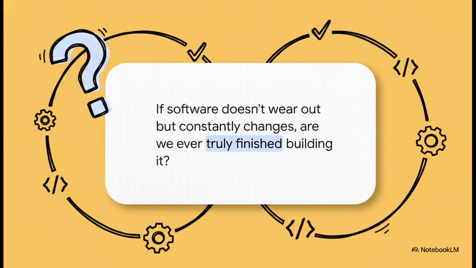Which leaves us with this final thought to wrap up today's explainer. We established earlier that software doesn't physically wear out like hardware does. But as we just learned through Agile, software development is this endless, looping cycle of continuous feedback, shifting requirements, and rolling out new updates. So, if it never wears out, but it never stops changing, are we ever truly finished building a piece of software? It's a pretty provocative thought about the living, breathing nature of software engineering, isn't it?